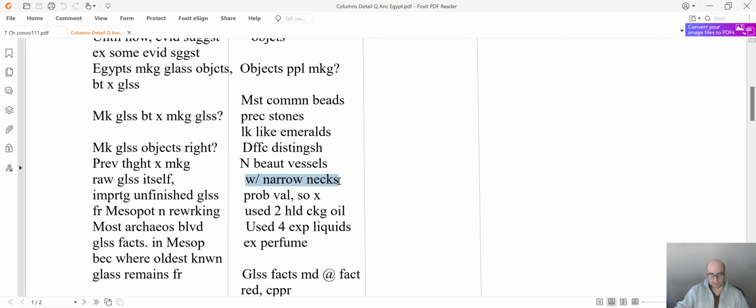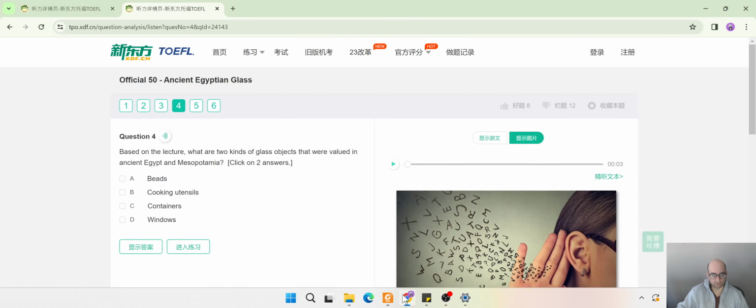So with narrow necks, okay, kind of sounds like you could put something inside it, like a container or something. So they were probably valuable, so they weren't used to hold cooking oil. Okay, there you go. It's definitely a container. And they were probably used for expensive liquids or fluids like perfume. Oh, okay. So that's what they were used for.